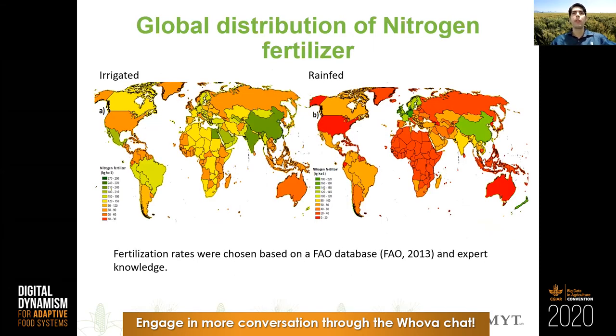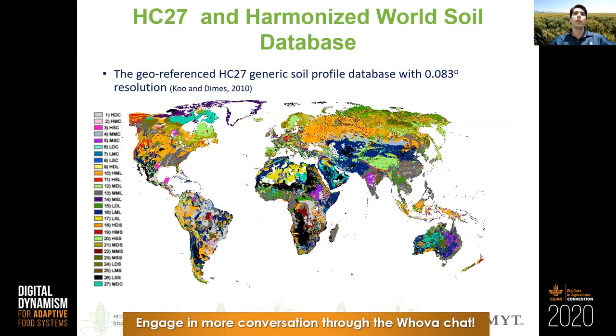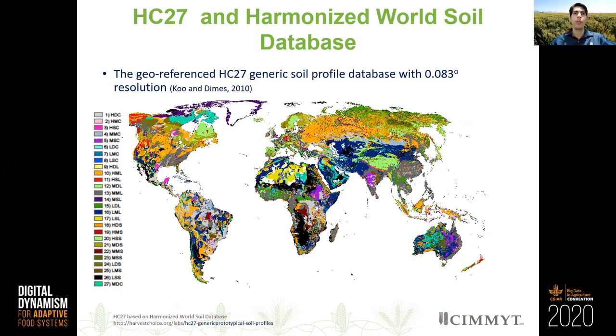So global distribution of nitrogen fertilizer, also specific for irrigated and for rain fed, and chosen based on the FAO database and expert knowledge. So for the soils, we use the HC27 and Harmonized World Soil Database that Jawoo also showed in his presentation. He developed that. And it basically takes into account three aspects of soils to link with the Harmonized World Soil Database. That is soil texture, carbon content, and soil depth.